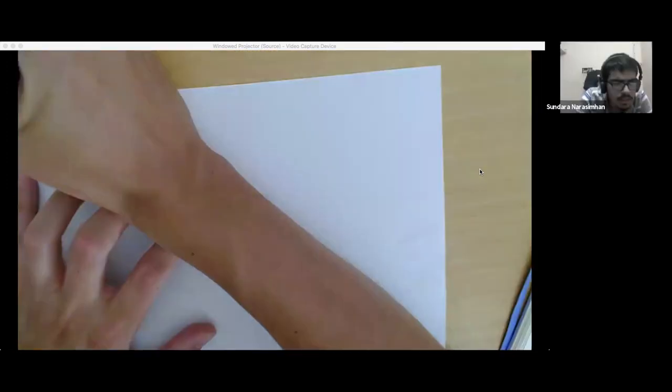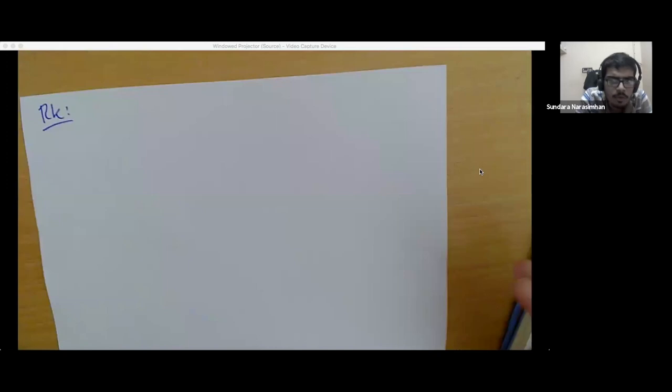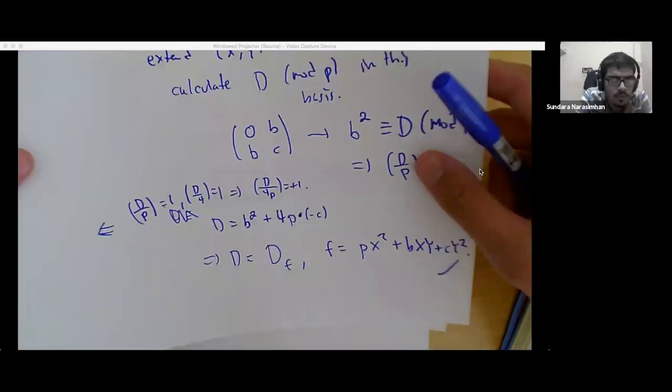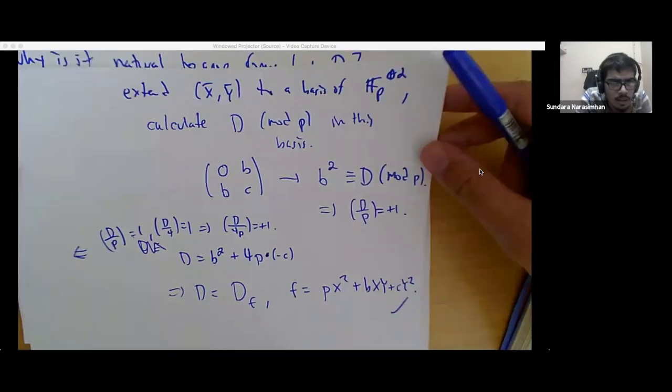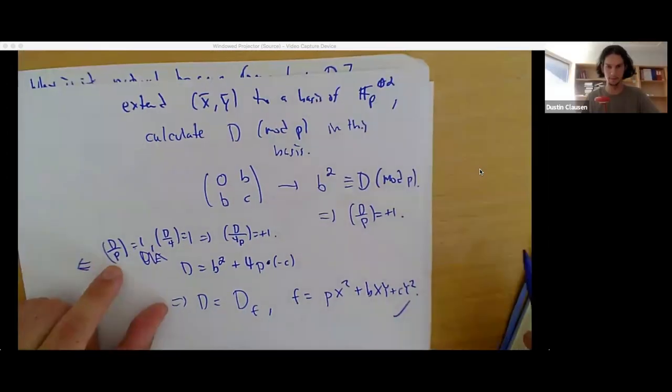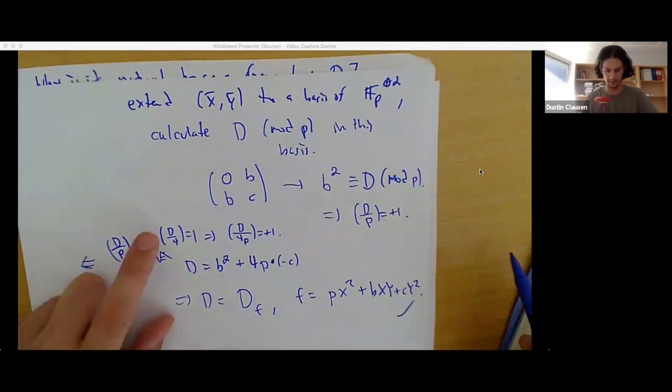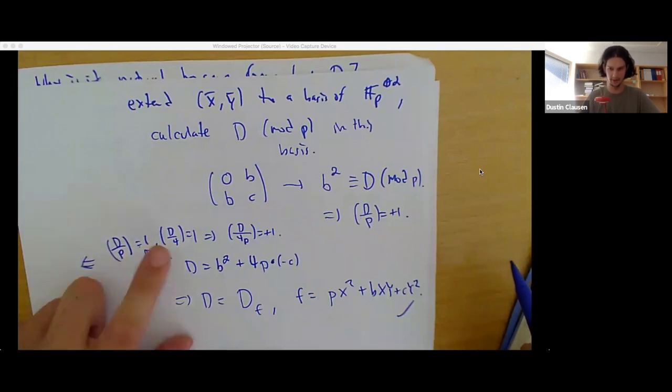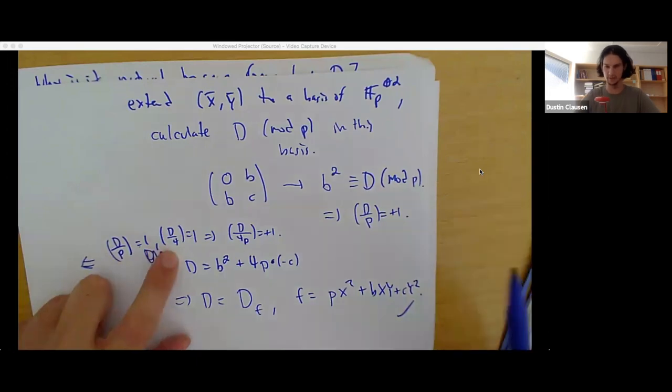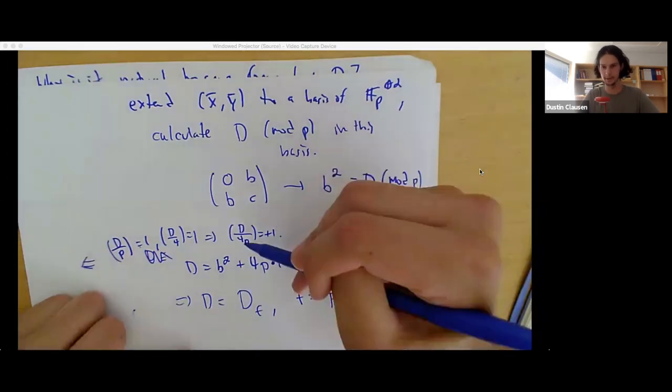I didn't understand the other implication. The second one or the first one? The second. The first one is first. So our assumption was that D is a square mod P. However, we also have the hypothesis that D is congruent to 0 or 1 mod 4, which means that D is a square mod 4. And we have the hypothesis that P is odd. In other words, P is relatively prime to 4. So by Chinese remainder theorem, it follows that D is a square mod 4P. Are we okay so far?